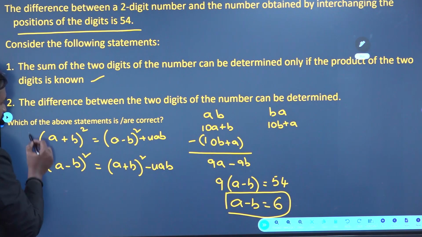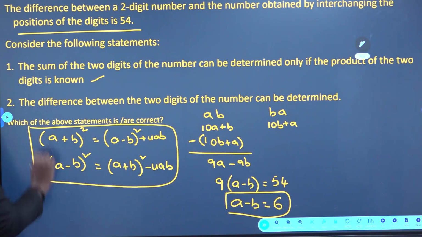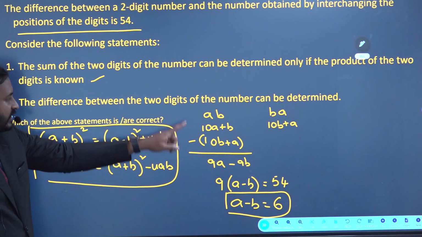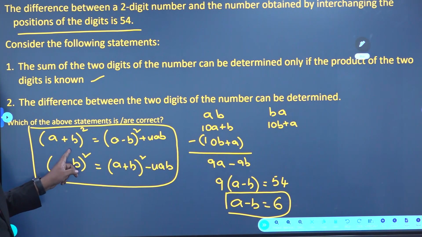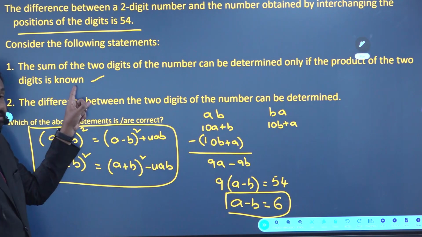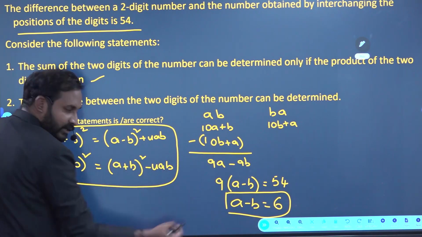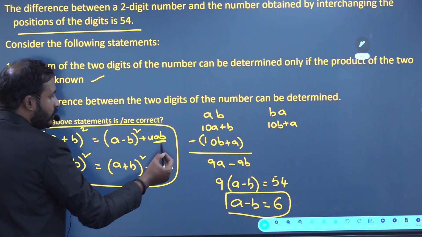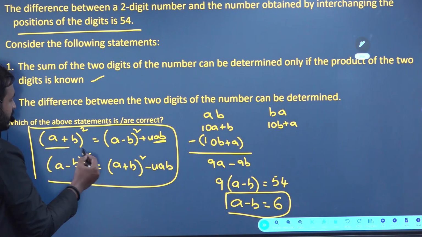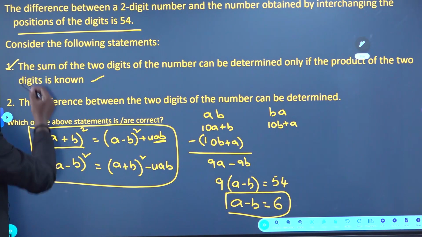This is from algebra. Now please see here, we have A minus B. What is my first statement? The sum of the two digits of the number can be known only if the product of the two digits is known. Am I correct? Yes, this statement is correct. The reason is, we already know A minus B from the given question. Definitely we should know AB. Then only we can find the sum of the digits. So the first statement is correct.